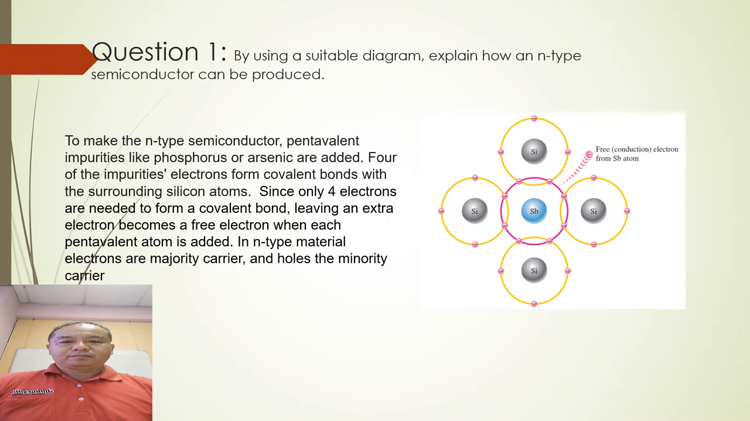Question 1. By using a suitable diagram, explain how an N-type semiconductor can be produced.